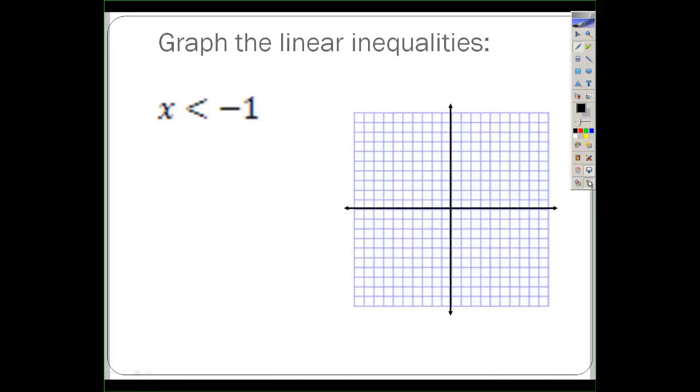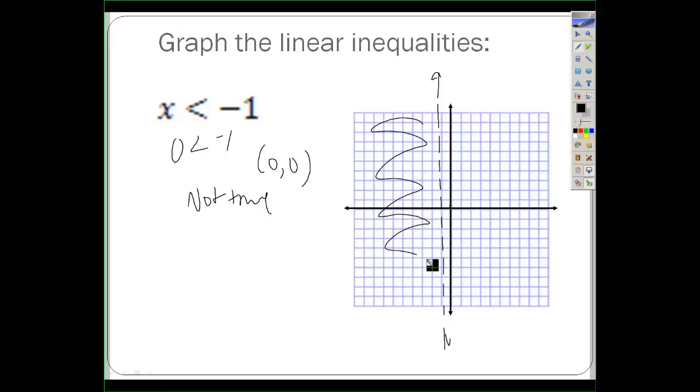x is less than negative 1. Remember, x equals are always vertical lines. Right there. I need to check, is it a solid line or a dashed line? It's a less than sign, so I know I need a dashed line. Now I need to figure out which side to shade. Use the point 0, 0 since it's not on the graph. 0 is less than negative 1. That's not true. If this point is not true, I know this side is the side I need to shade.